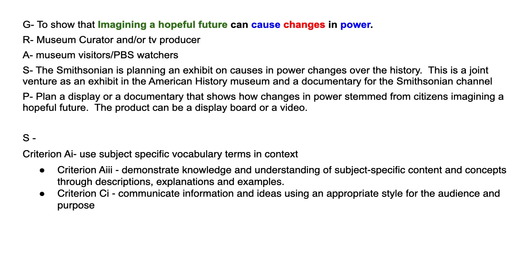The Smithsonian is planning an exhibit on causes in power changes over history. It's a joint venture from the American History Museum and a documentary for the Smithsonian Channel. The product that they will make is either a display or a documentary that shows how changes in power stem from citizens imagining a hopeful future. There's that tie-in again to the statement of inquiry. And you'll see the criterion below.